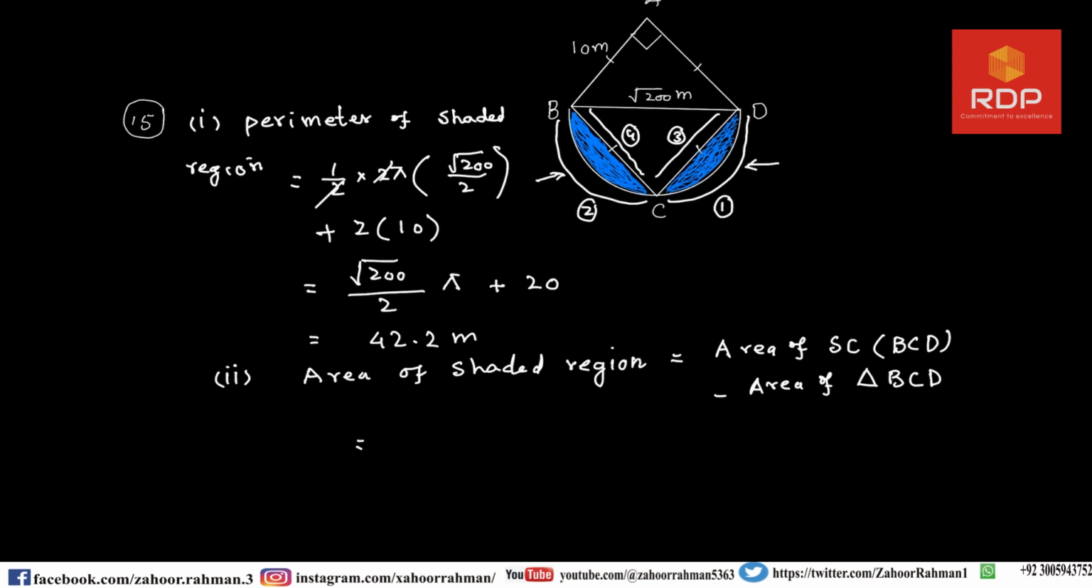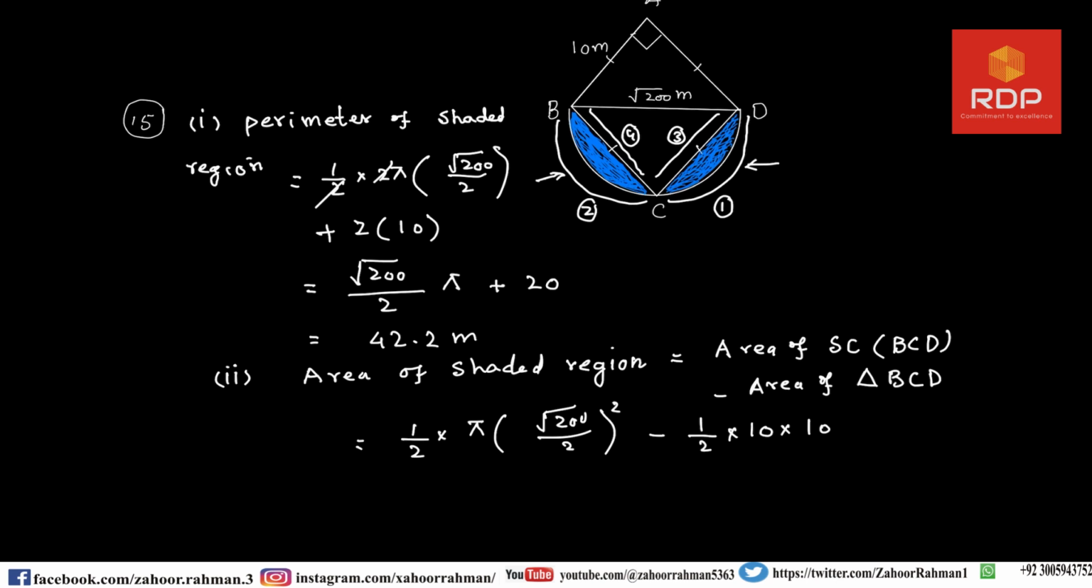So let us put the values inside it. So we are saying, because it is a semicircle, 1/2 pi and under root 200 divided by 2 is the radius, and the formula for the area is pi r square. So that is why we divided under root 200 by 2, and then the area of the triangle, base into height, both are equal to 10 and 10.